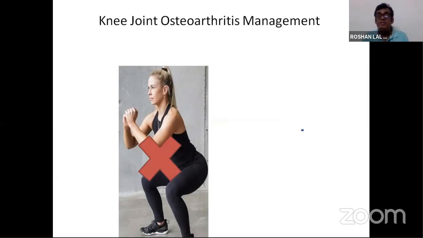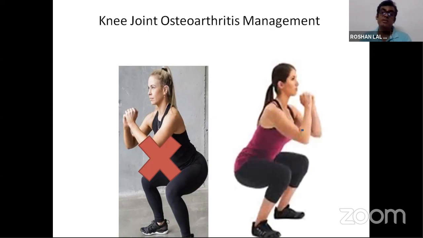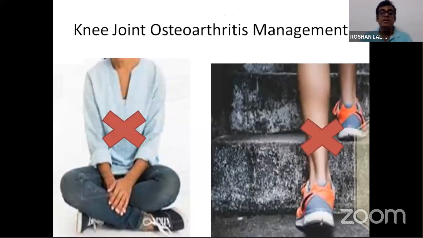This full squat without back support is not advised, because in this position there will be 5 to 6 times body weight on the cartilage. So I don't recommend this exercise, especially if the patient is 60 plus. Don't recommend this squatting exercise.